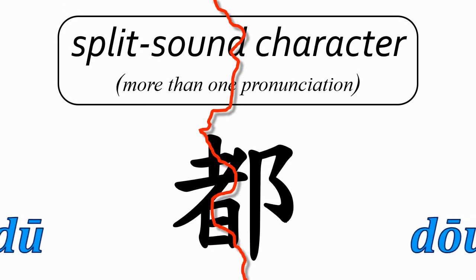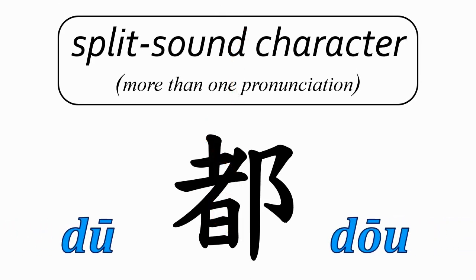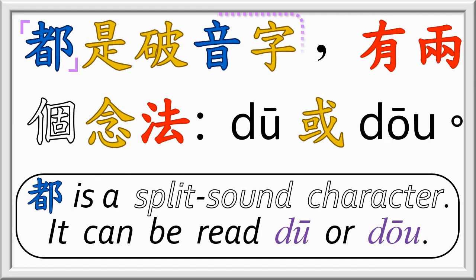And here's a Chinese grammatical term, 破音字, which is a character that literally breaks into different pronunciations. 都是破音字，有两个念法，都或都。都 is a split sound character. It can be read do or do.